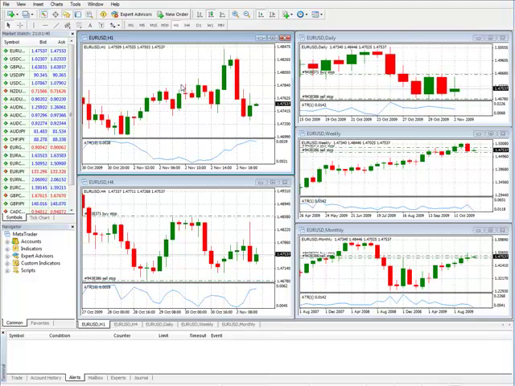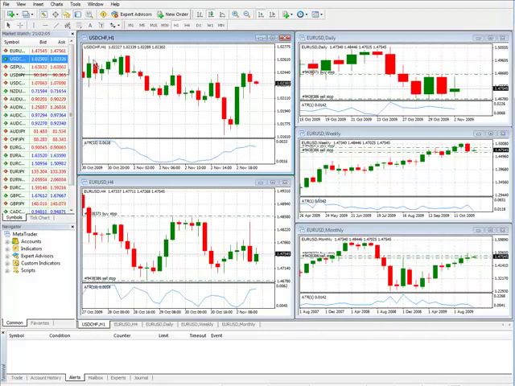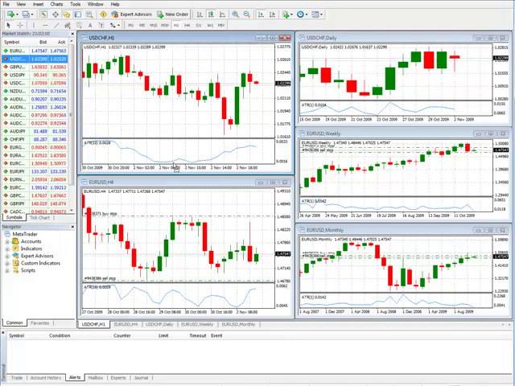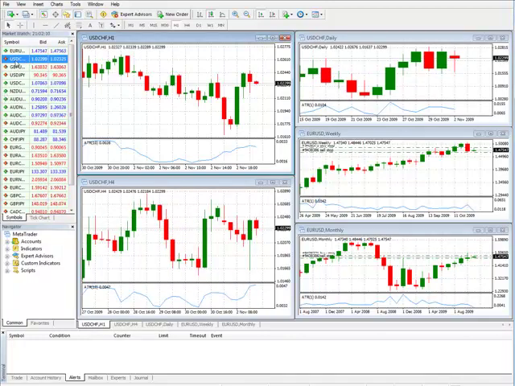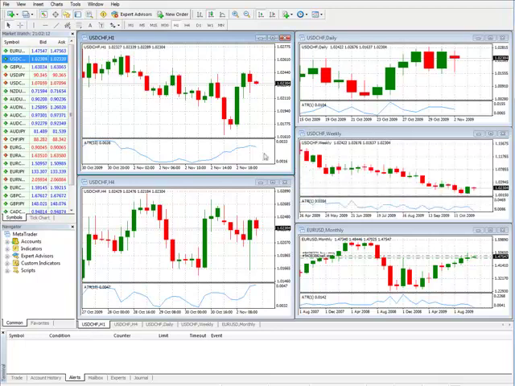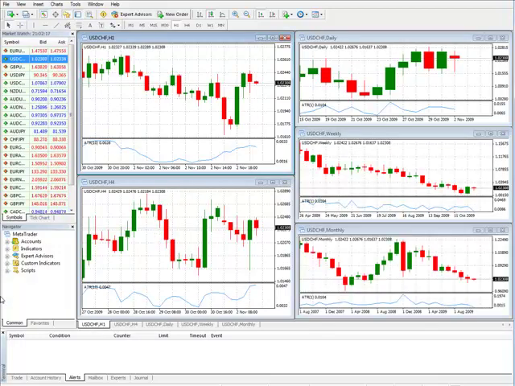Now here's what we're going to do. What we want to do is to use a different currency pair, and we're going to use the US dollar Swiss franc. But we're going to have the same kind of profile setup here. So here we go. Drag, drop, drag, drop, drag, drop, drag, drop, drag, drop.